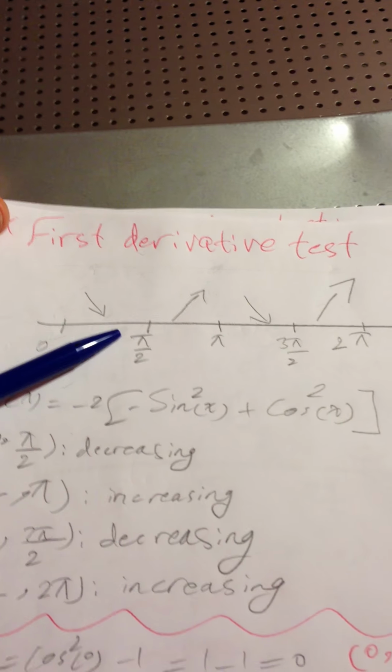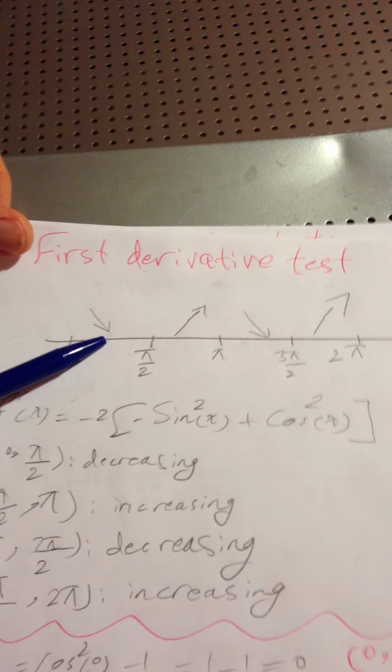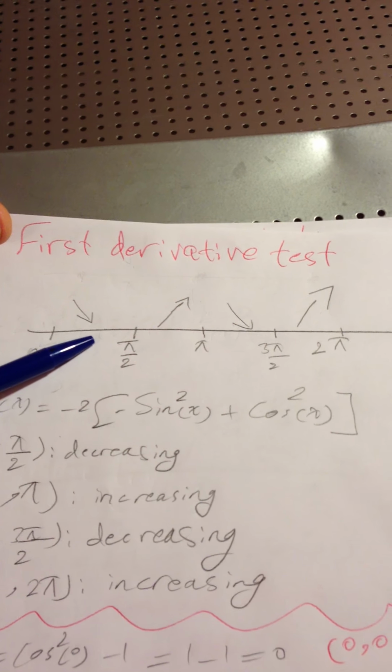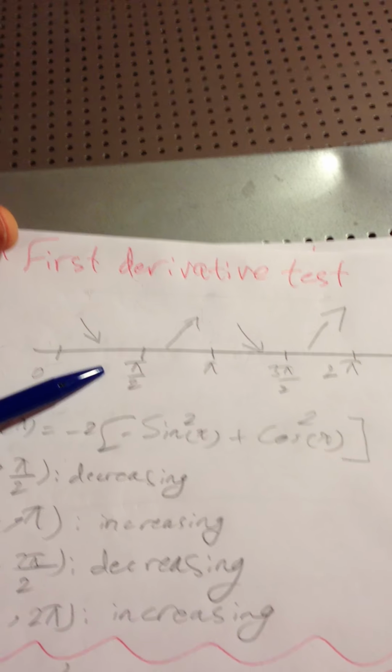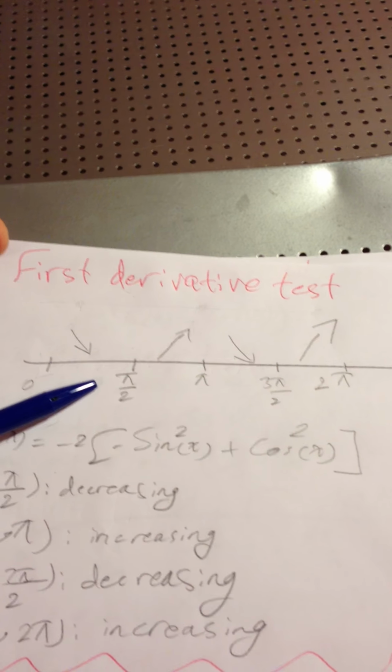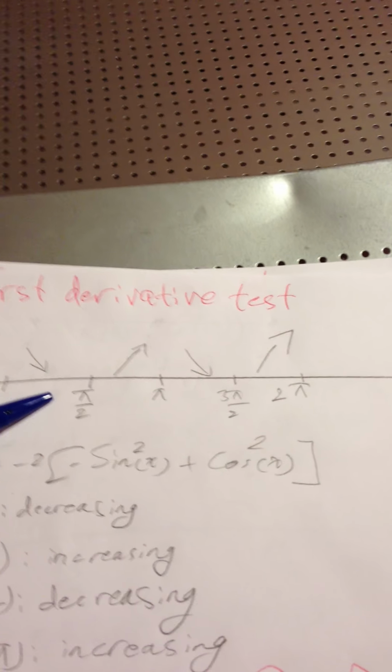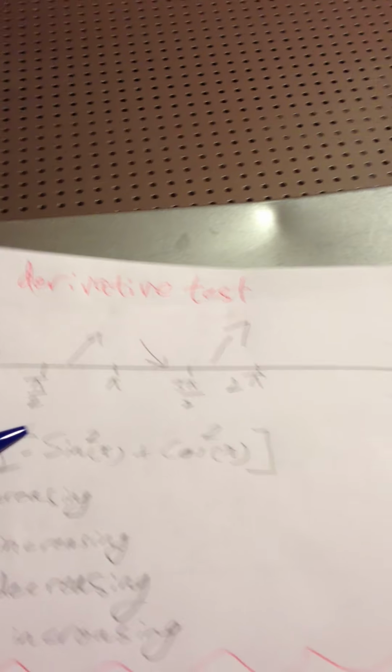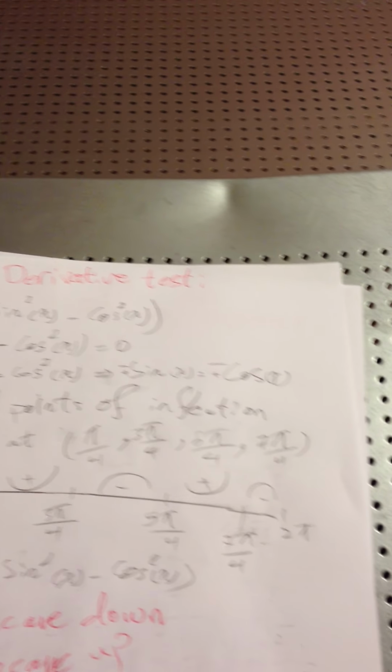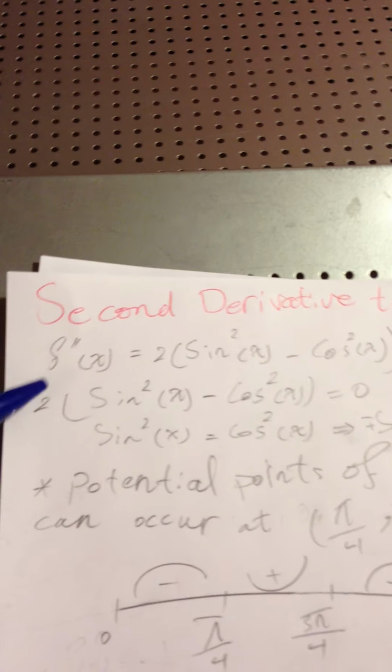And according to this derivative test, which is the first derivative test, we know which ones are the absolute extrema, or absolute minima and absolute maxima. Now we find the second derivative test.